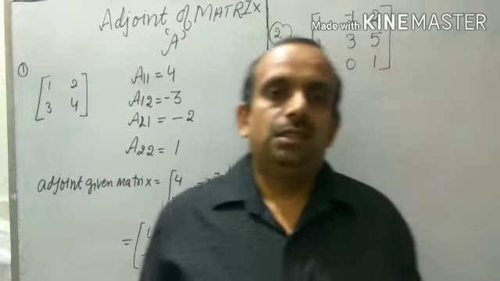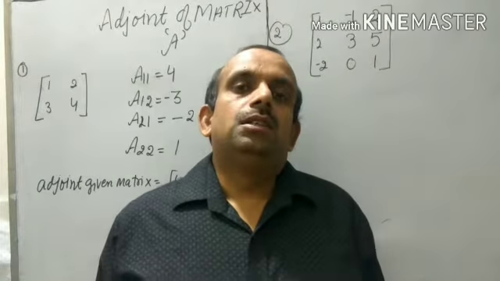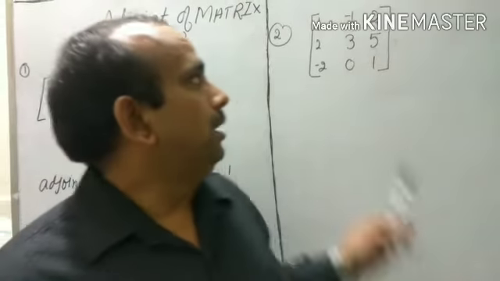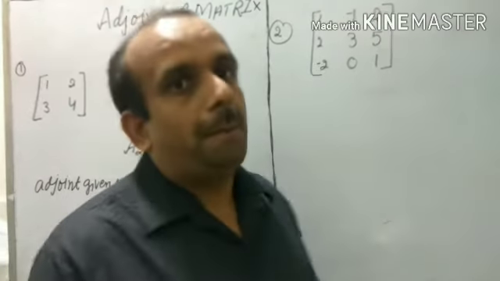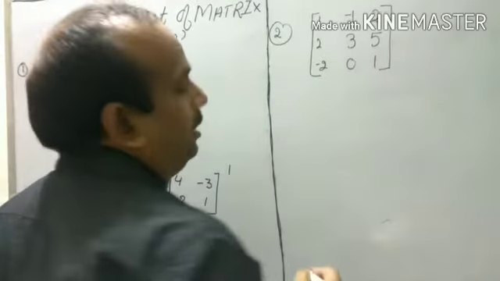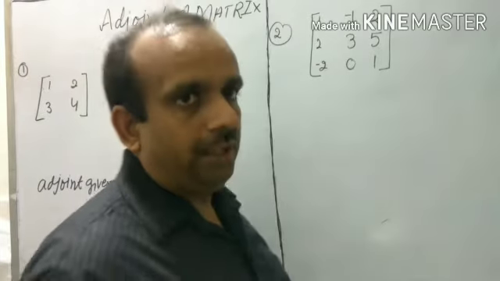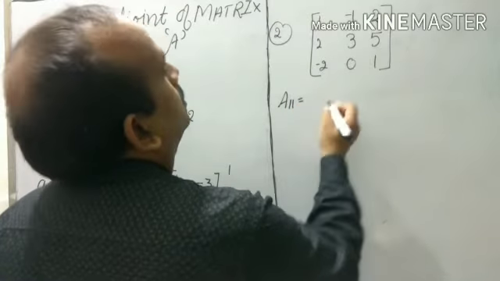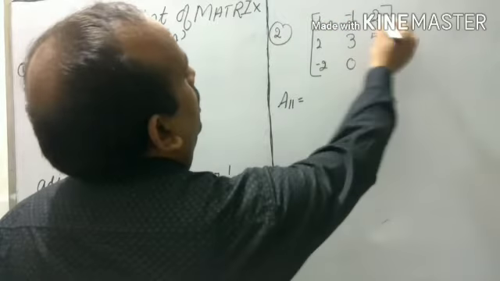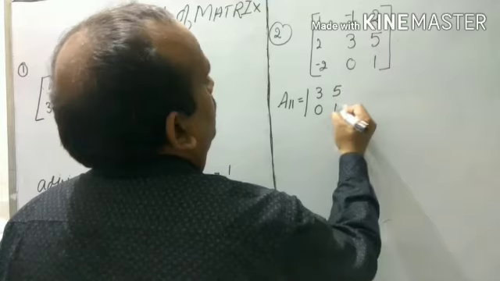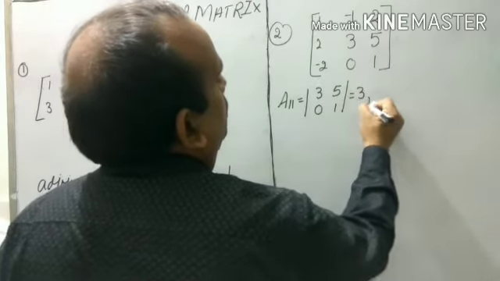Now students, we are learning about the adjoint of a 3 by 3 matrix. We are taking an example. It has 9 elements, so we will find 9 cofactors. The first cofactor will be A11. First we will delete the first row and first column, and the determinant left is 3, 0, 5, 1, which will be equal to 3.